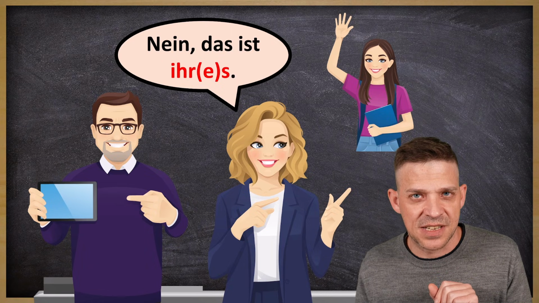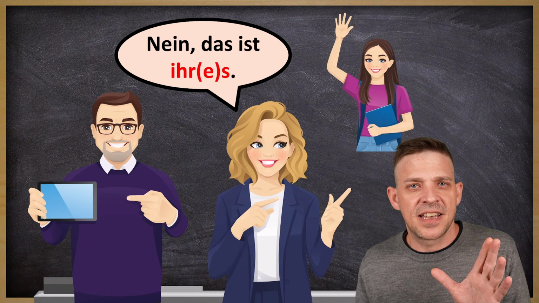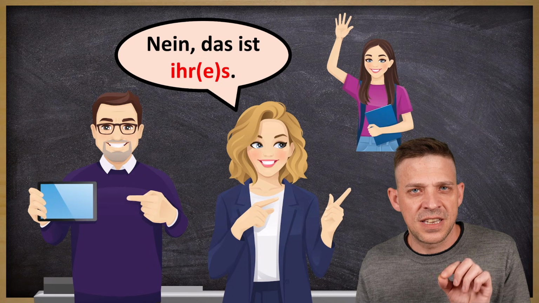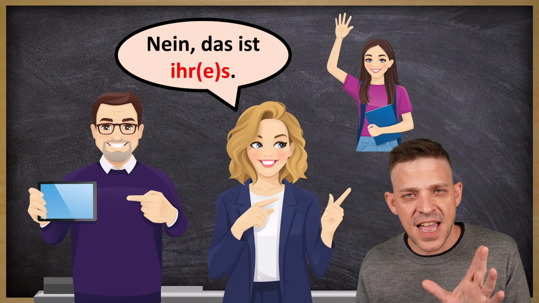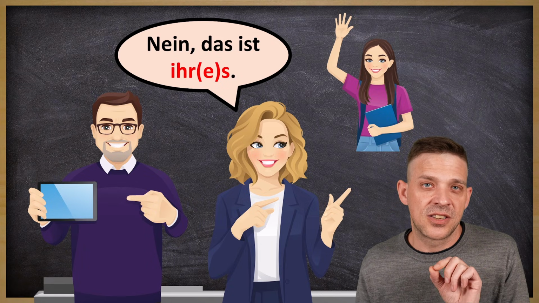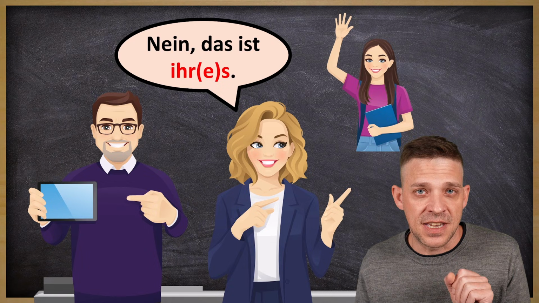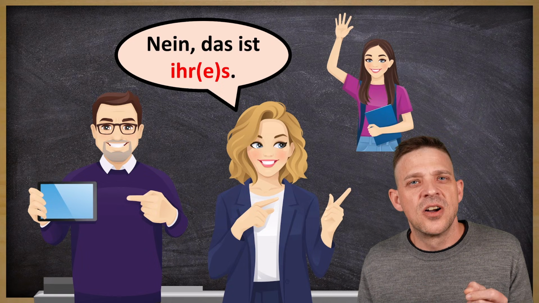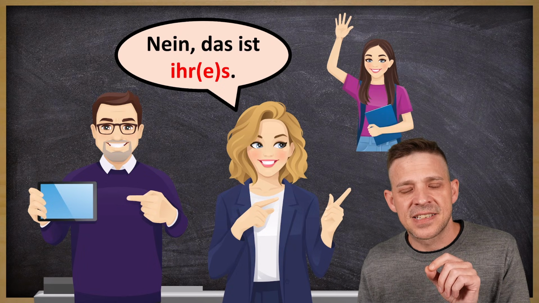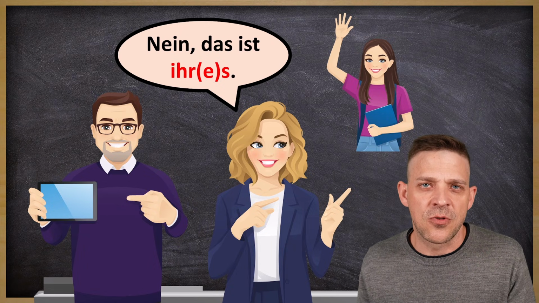It's hers. Now here you see, I put this E in brackets here. Ihrs oder ihres. Both are okay. For spoken language, we usually use it without this E. So we just say ihrs. The more official, more correct version is most probably this ihres, but both are okay.